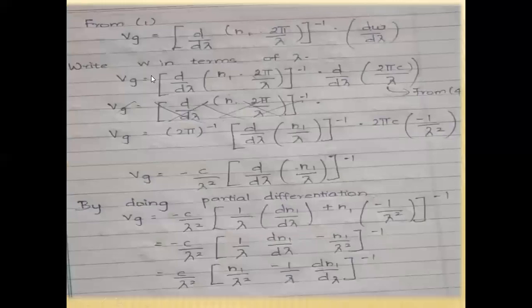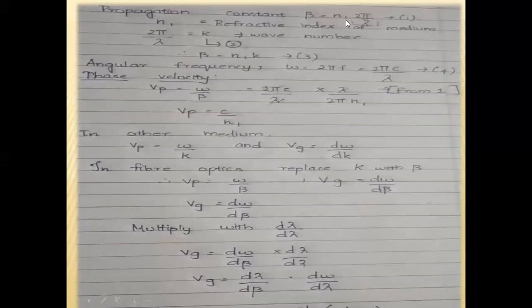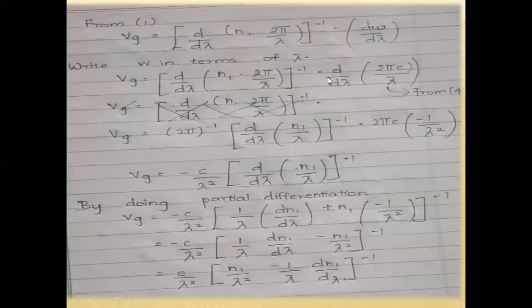From equation 1, beta is nothing but N1 into 2 pi by lambda. In the beta place, we are going to substitute the value of beta is equal to N1 into 2 pi by lambda. So we will get the value like this, d by d lambda. Here we have beta in the denominator, so I am taking the inverse of that, with a prefix of minus 1, because here d omega divided by d lambda is written.